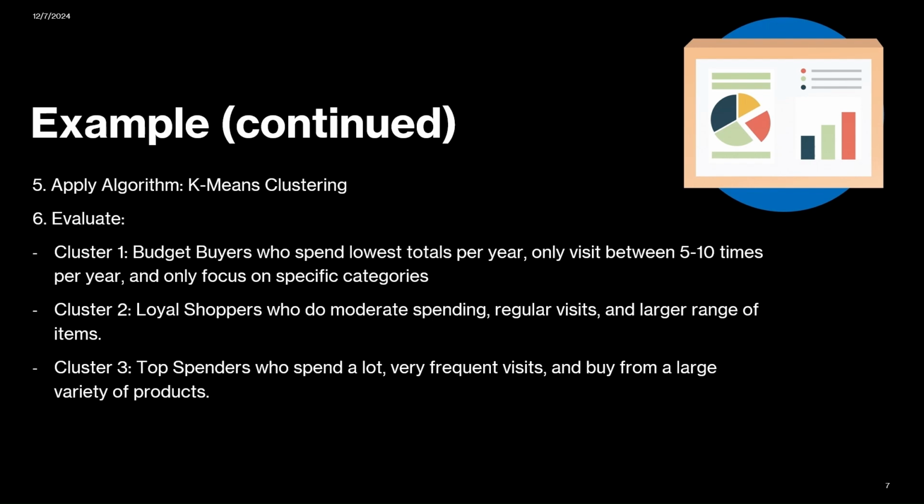Our second cluster is going to be our loyal shoppers, and they're the ones who do the moderate spending. They visit quite regularly, and they have a larger range of items. And our last cluster is going to be our top spenders. They're the ones who spend a lot, they have very frequent visits, and they buy from a large variety of products.